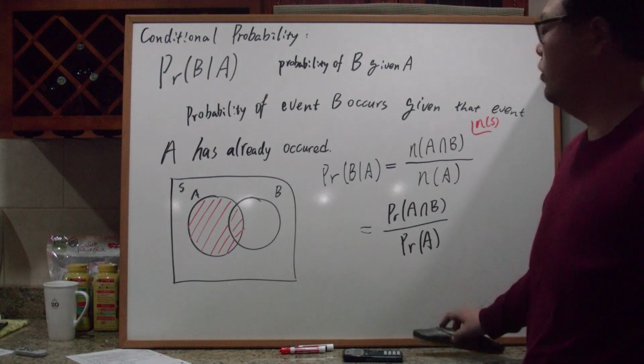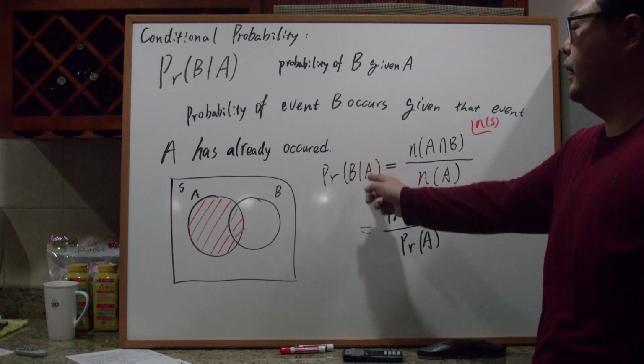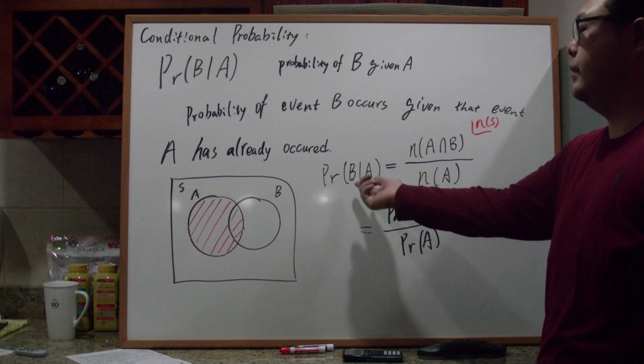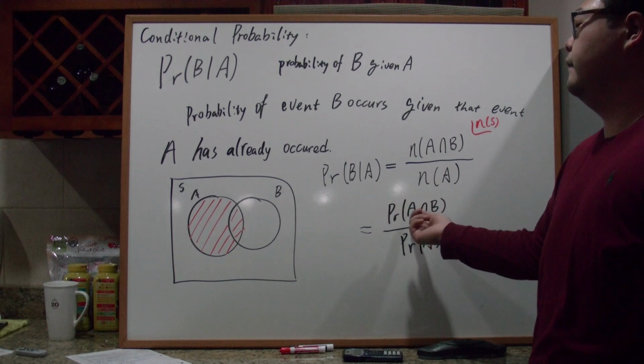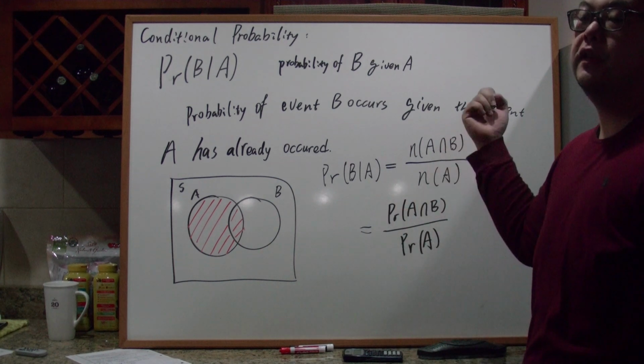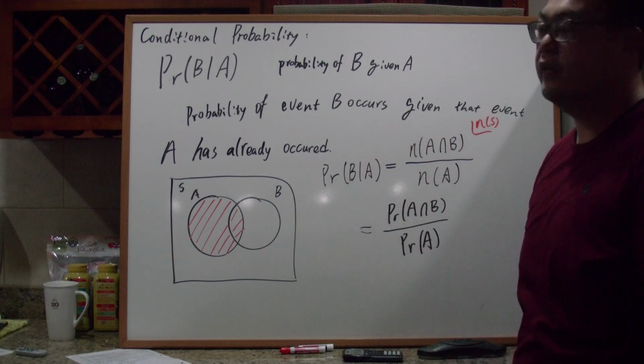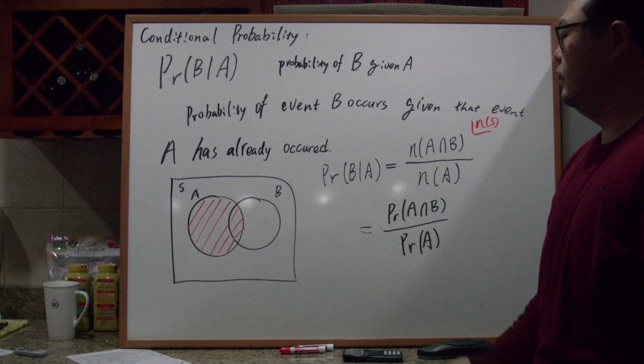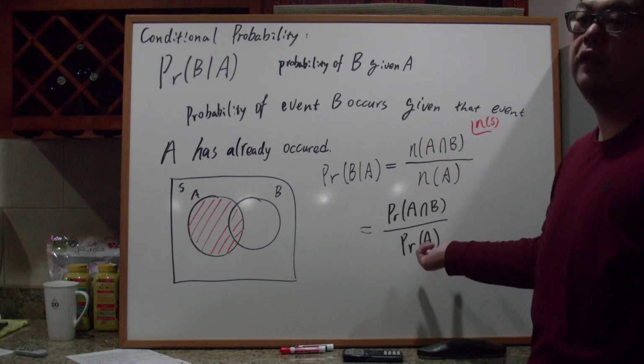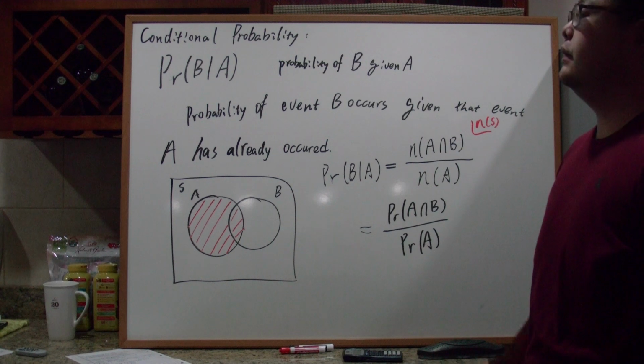And that is how B occurs, right? B given A occurs if and only if the intersection occurs. That we can see from the Venn diagram, and both of them we can use as formulas.